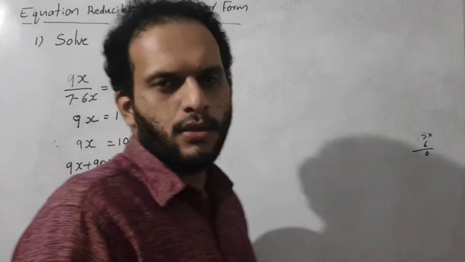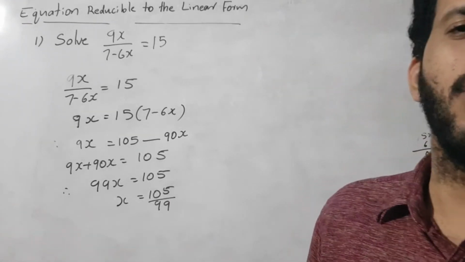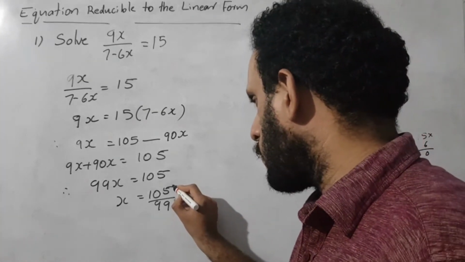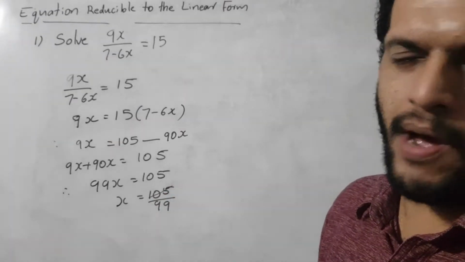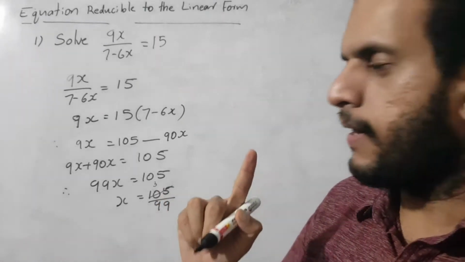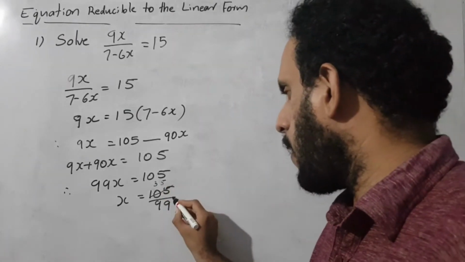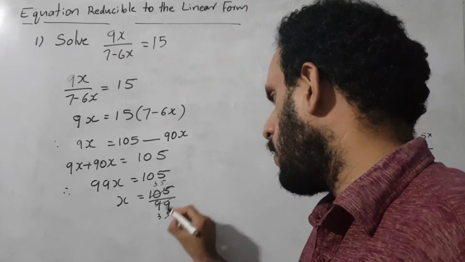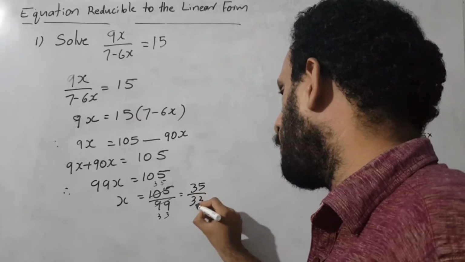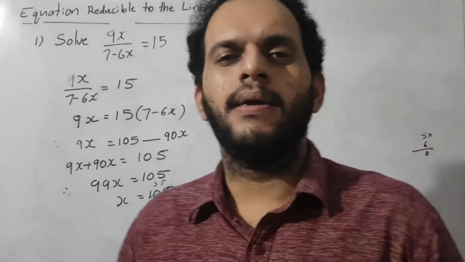It is very clear that it is not possible to divide 105 and 99 directly, but both can be reduced by 3. Correct? What do we get? 3 goes into 105 how many times? 3 times. 3 into 3 is 9. Then 1 is the balance, 15. 5 times. 35. And 99, 3 into 33 is 33. Then what is the answer? The answer is 35 by 33. What is the value of x? The value of x is equal to 35 by 33.